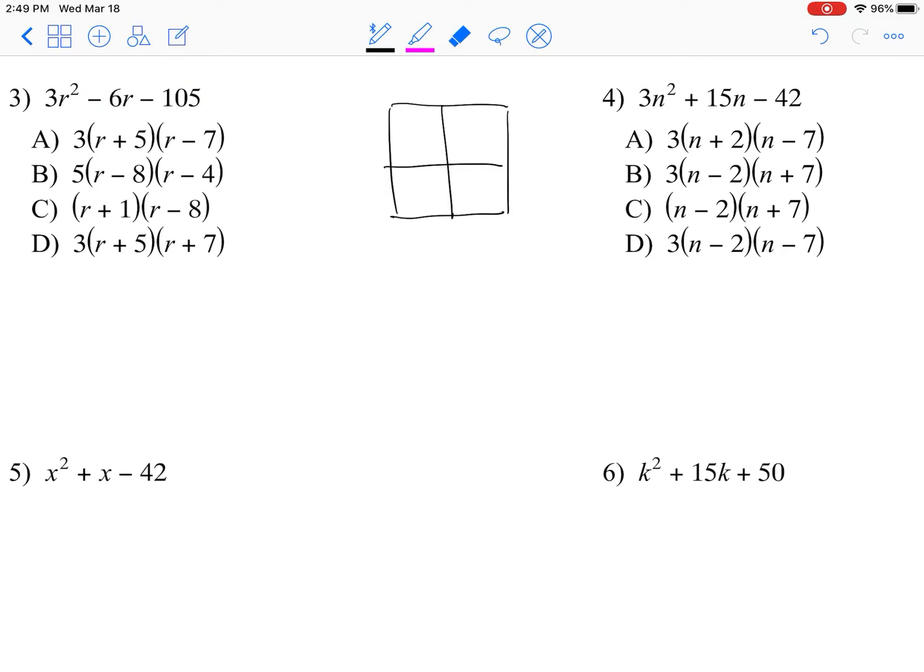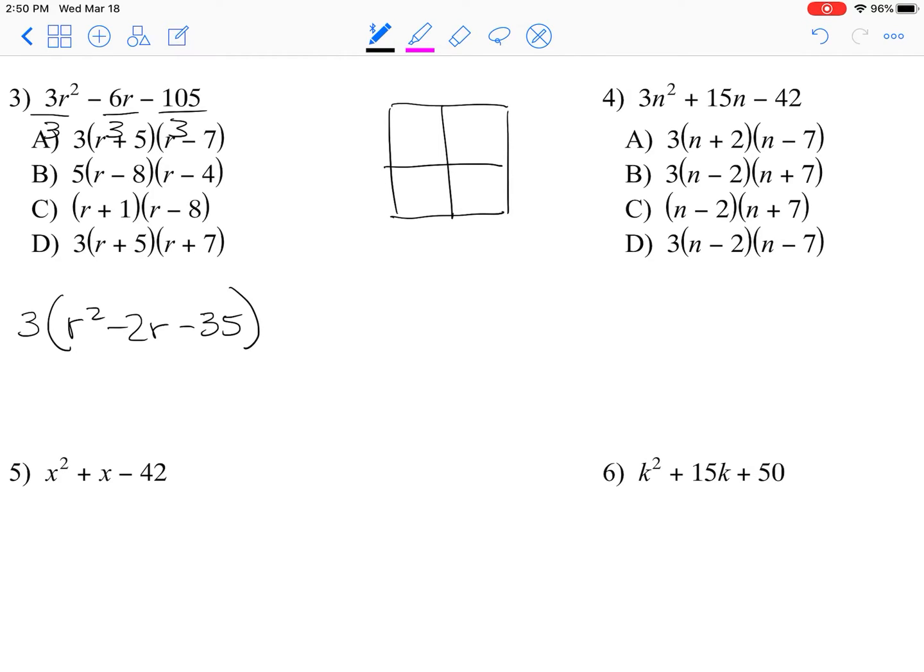In this case, all 3 terms can be divided by 3. They all have a common factor of 3. So I'm going to take out that 3, and by take out I mean I'm going to divide. So 3r squared divided by 3 is r squared. Negative 6r divided by 3 is negative 2r. And negative 105 divided by 3 is negative 35.